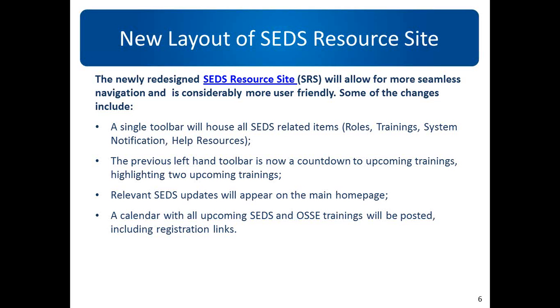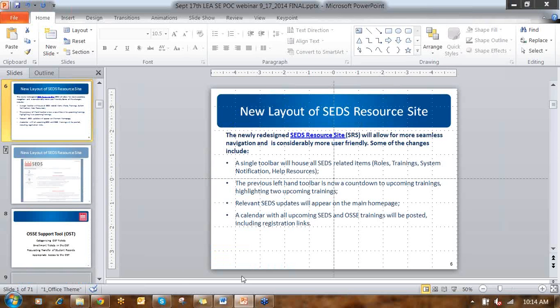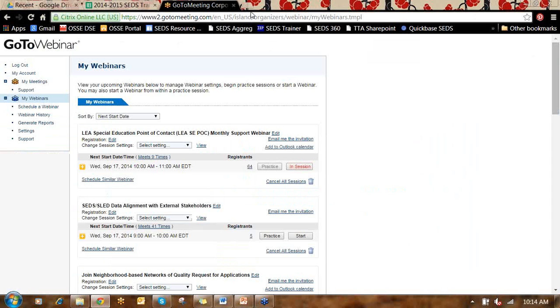If there is a feed failure or an outage of SEDS, you'll see on the main home page an announcement detailing that failure. And finally, you'll also see a calendar with all upcoming SEDS and OSSE trainings that will be posted on the SEDS resource site. Let's quickly take a look at the new SEDS resource site, and I can show you what the new layout is.